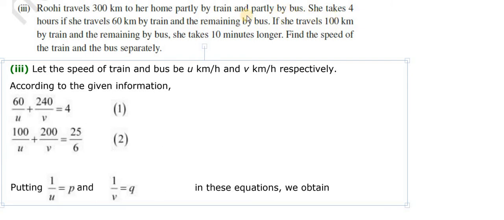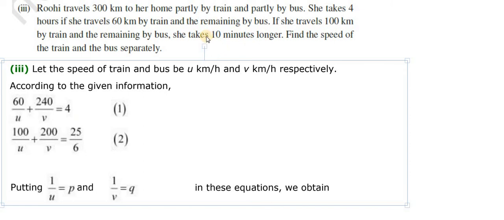If she takes 4 hours, if she travels 60 kilometers by train and the remaining by bus. So in the 300 kilometers, if she travels 60 kilometers by train, how many kilometers does she travel by bus? That is 240. Therefore 60 divided by u plus 240 divided by v is equal to 4.